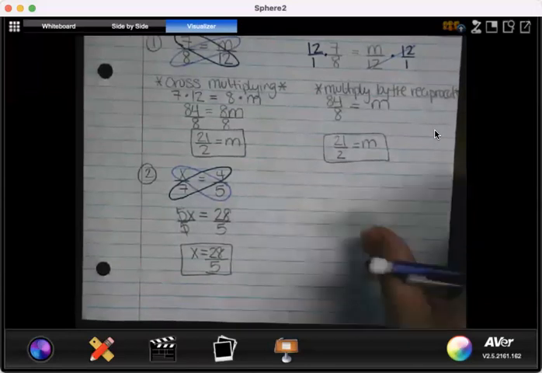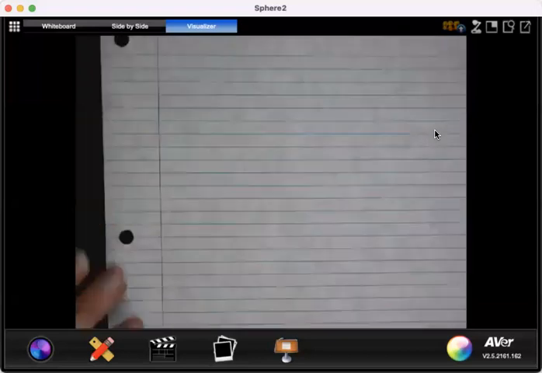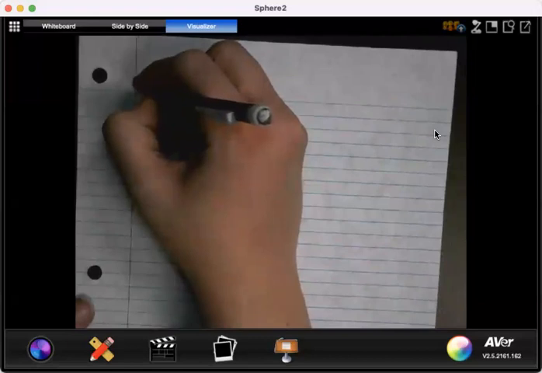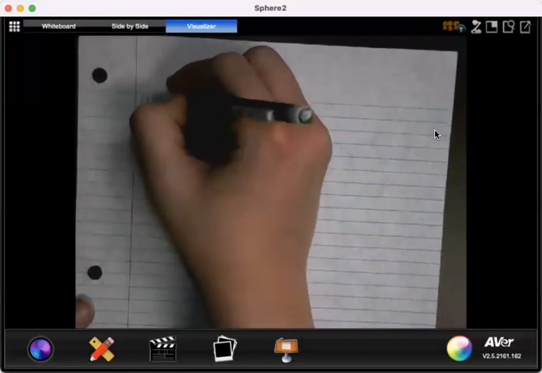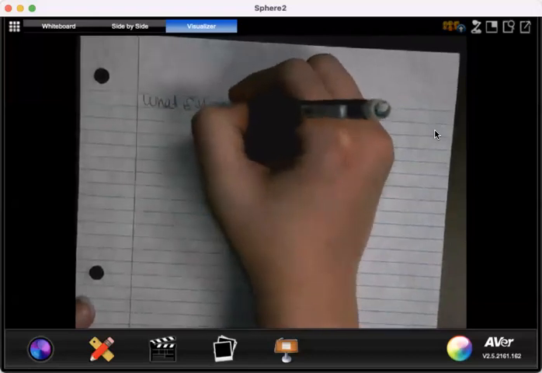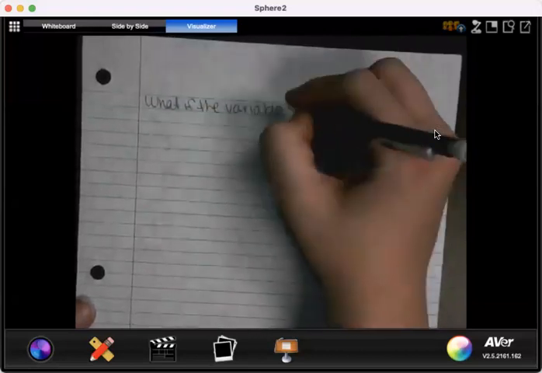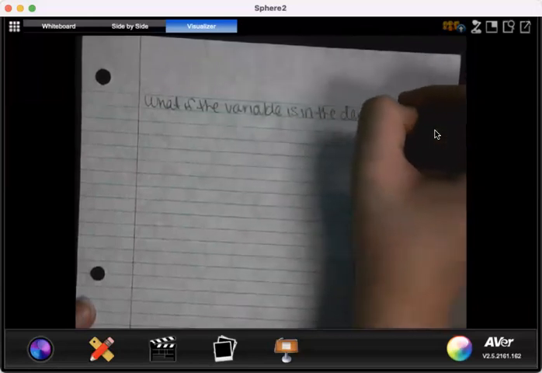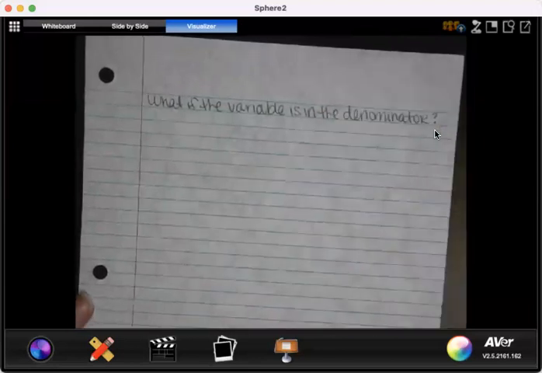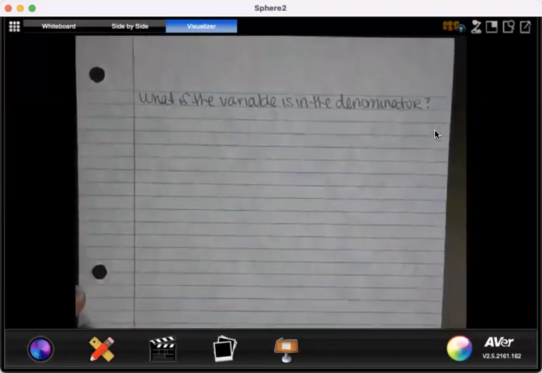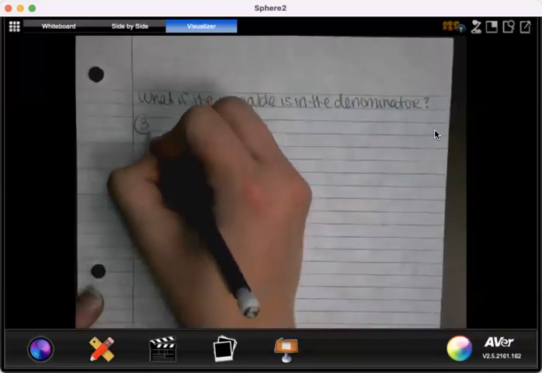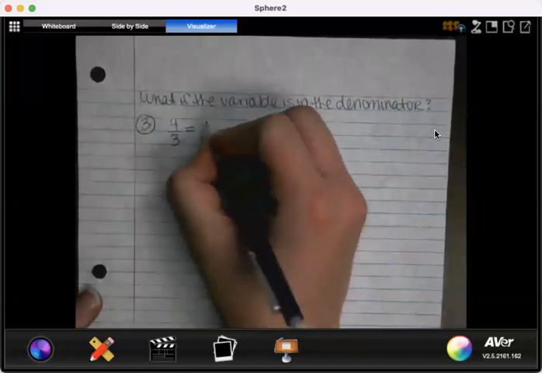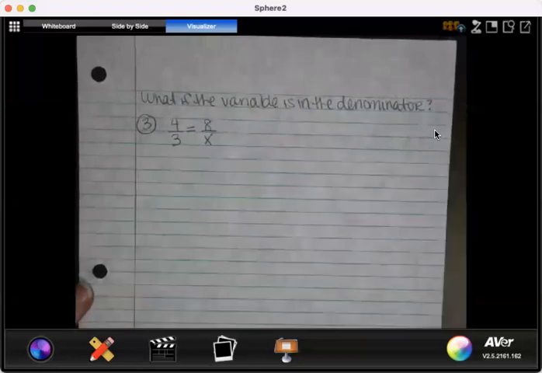Let's try our next question. The question we want to think about in this next couple examples is, what if the variable is in the denominator? How is that going to change the method in which we're solving? What if the variable is in the denominator? So I'm going to have, for number 3, 4/3 equals 8 divided by x.